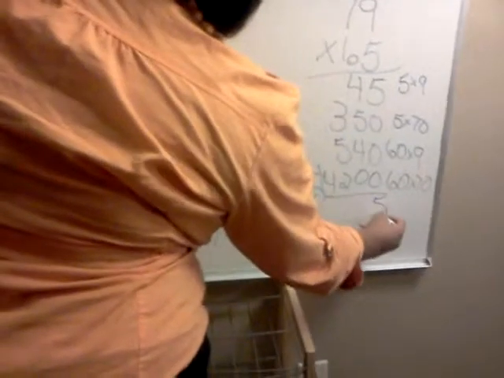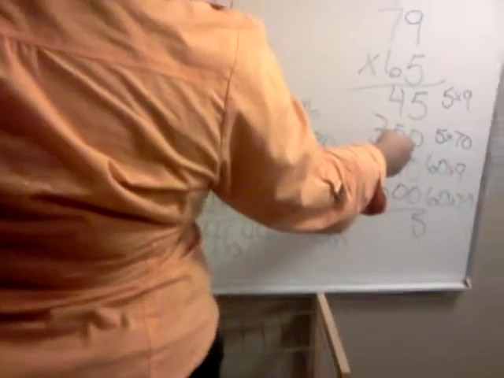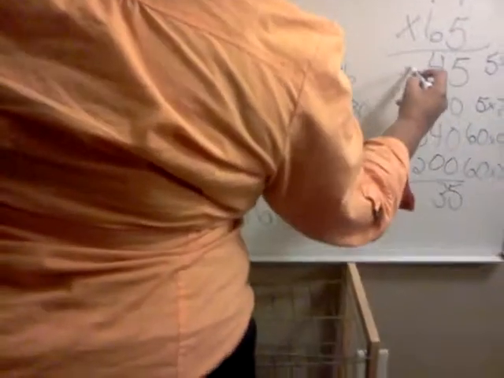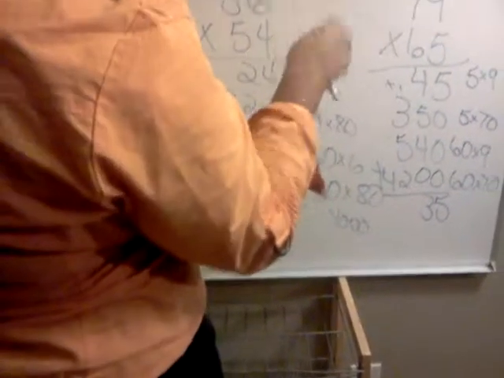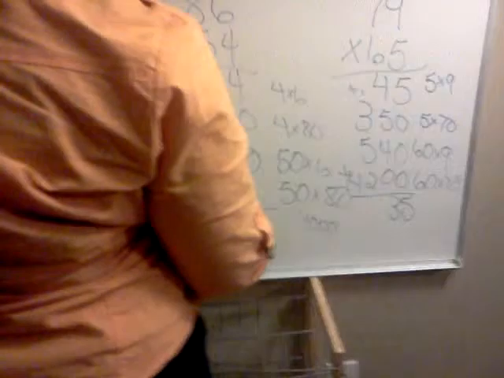Ones place is 5. 4 plus 5 is 9. 9 plus 4 is 13. We put down our 3, regroup our 1. Yes, we're regrouping, but we're not regrouping when we're multiplying. We're only regrouping in our addition at the end.